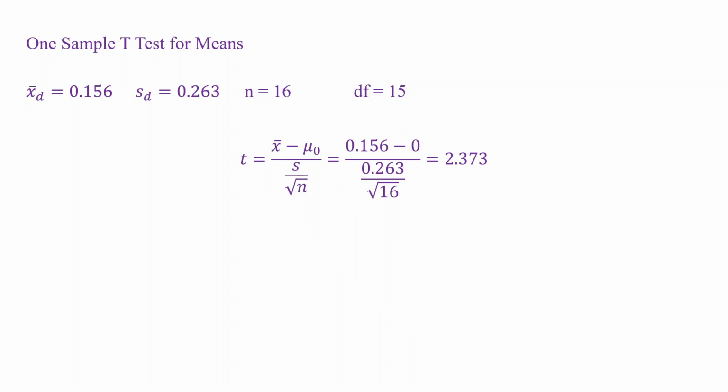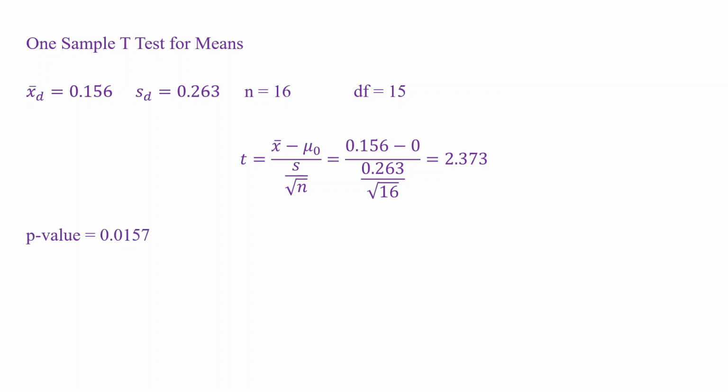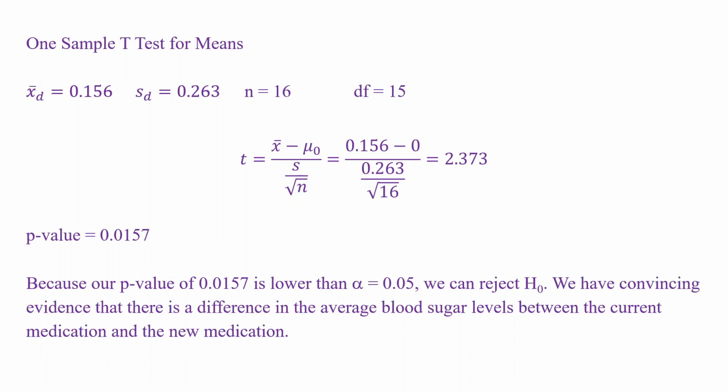Then from there, I want to find my p-value. This is going to be a job for tcdf. My lower boundary, upper boundary is positive infinity, and then my degrees of freedom are going to be 15. I put those in, and I get a p-value of 0.0157. Now I'm ready to go ahead and conclude here. Because our p-value of 0.0157 is lower than our significance level, we can reject the null hypothesis. And in the context of the problem, we have convincing evidence that there is a difference in the average blood sugar levels between the current medicine and the new medicine.